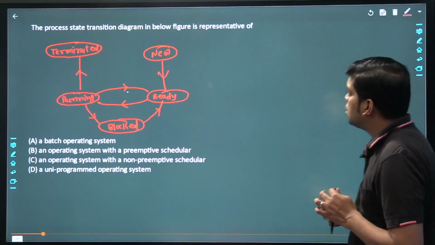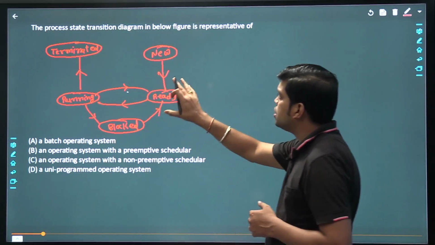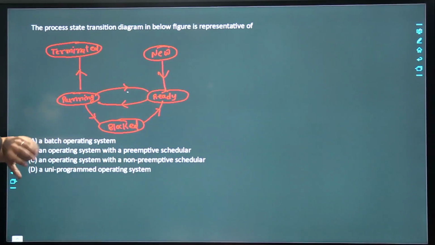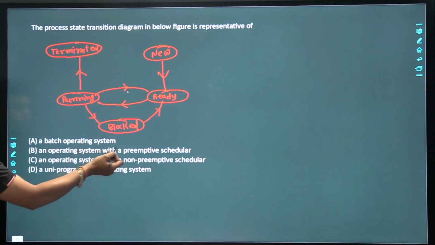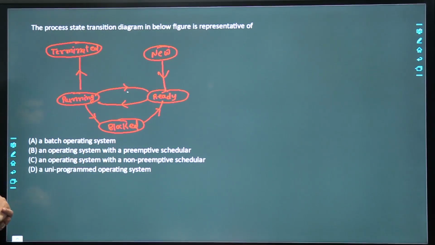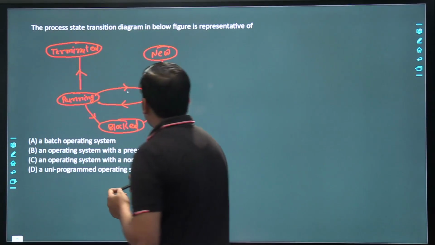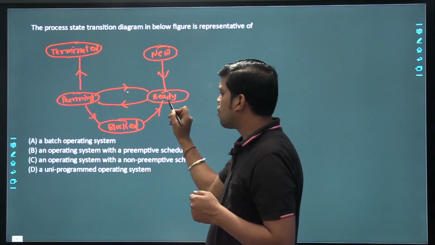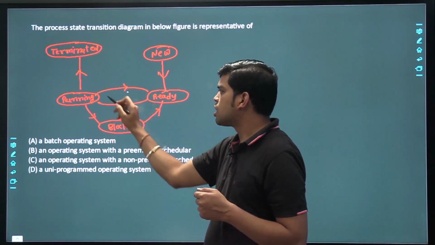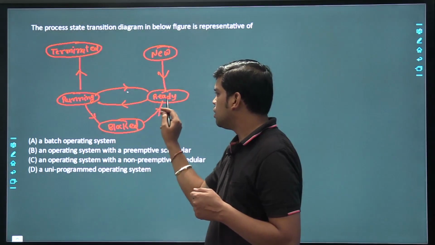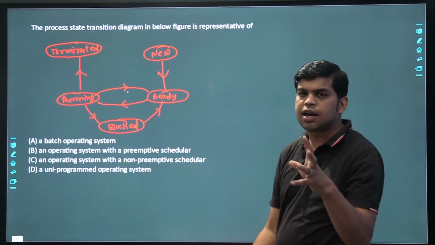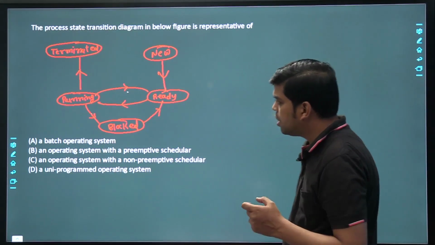Now the next question. The process state diagram is mentioned in this particular question. The diagram is representative of a batch operating system with preemptive scheduler, operating system with non-preemptive scheduler, and uni-programmed operating system. So what is the diagram? A new state from new to ready, and from ready to running, and running to terminate. Between ready and running the process can move multiple times, and from running it goes to block and then to ready. It is exactly the normal state diagram that we discussed in the concept.